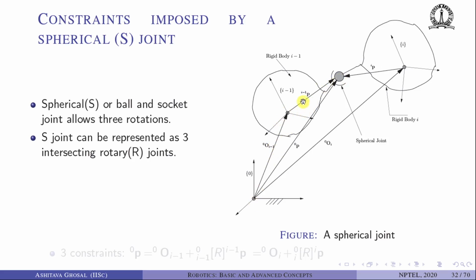So O(i-1) plus the vector (i-1)P must be equal to O(i), the origin of the ith rigid body, plus this vector iP. Again, we have to pre-multiply properly using rotation matrices so that we can add these two vectors properly. So we will get one constraint equation, which is a vector equation, and there are 3 components, hence there are 3 constraints. So the spherical joint imposes 3 constraints on the relative degrees of freedom of this ith rigid body with respect to the (i-1)th rigid body.